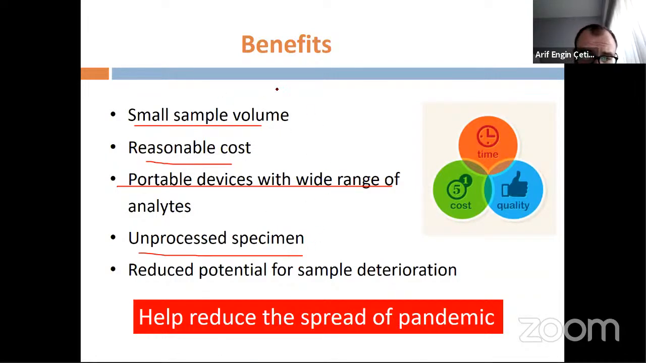So when you think about, again, COVID-19, all these features help you to reduce the spread of the pandemic, because you create the diagnostic signal at the location of the patients with possible symptoms.